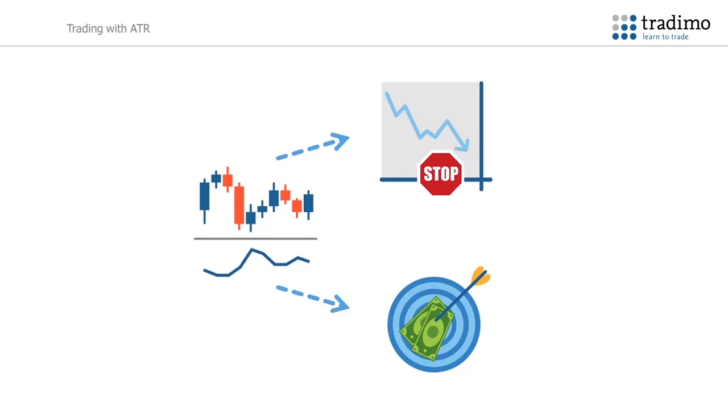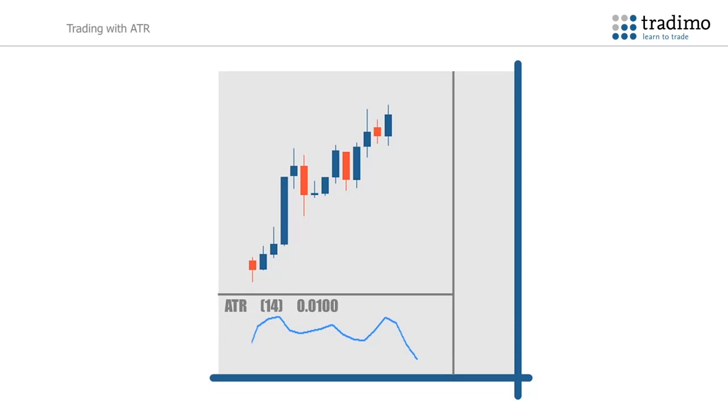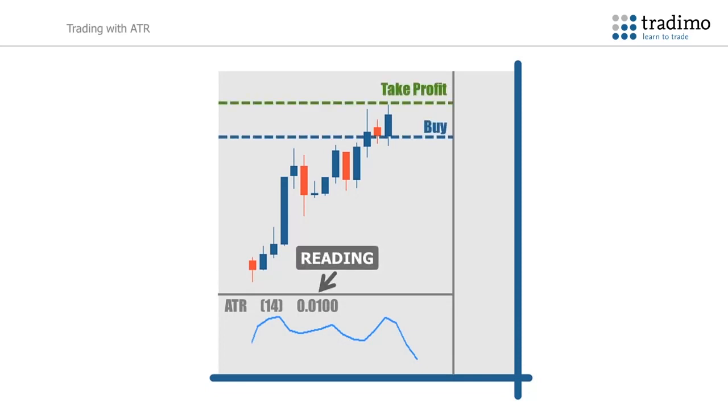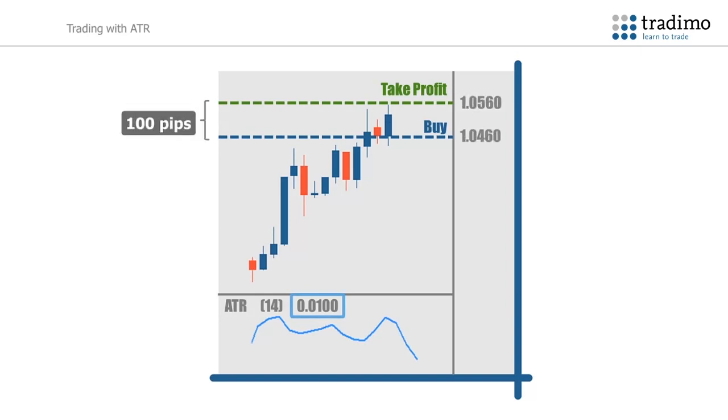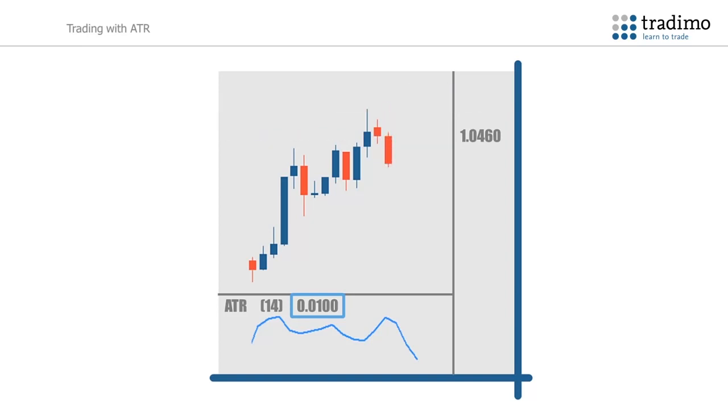To use the ATR for profit target placement, you should look at the indicator's reading when you enter your trade, then place your profit target an equal amount of pips from your entry. For example, if as you enter a long trade the ATR reads 100 pips, you should place your profit target 100 pips above your entry. The reverse is true for a short trade.